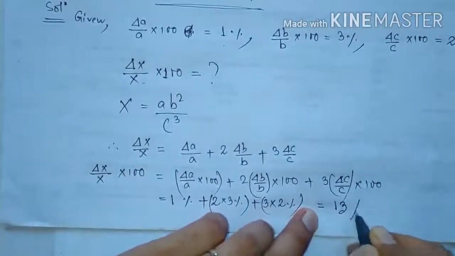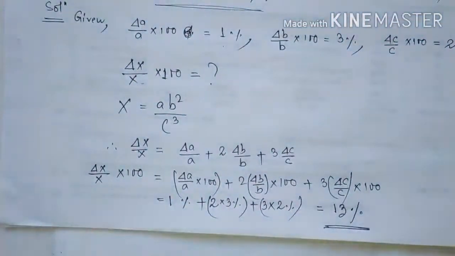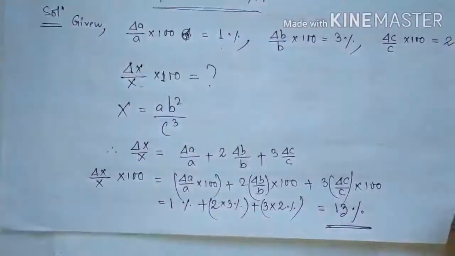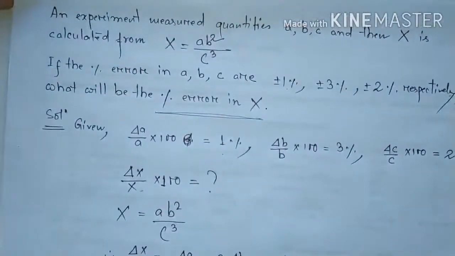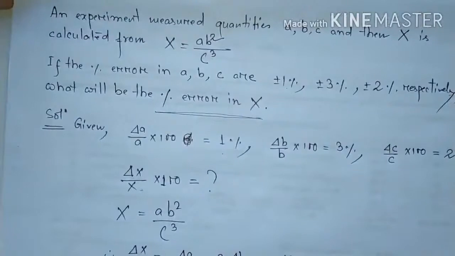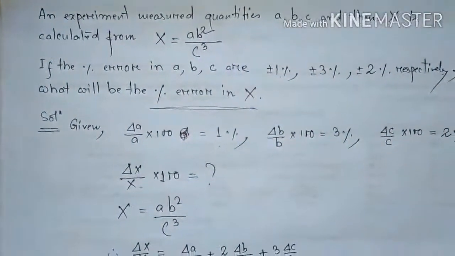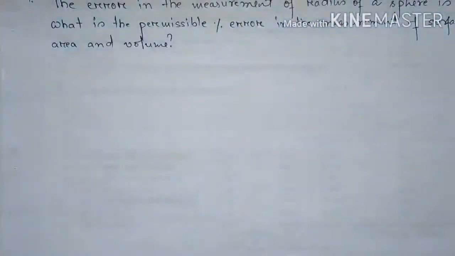So this is 13%. So the correct answer of this question is that the percentage error in the measurement of x is 13% when x equals a b square by c cube, and the percentage errors in A, B, C are 1%, 3% and 2% respectively. So this is all about our first numerical problem.